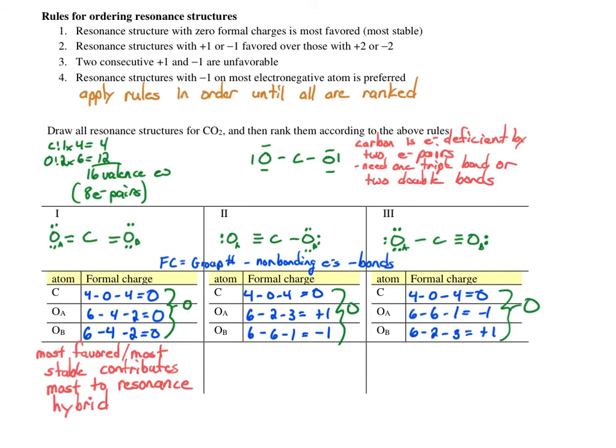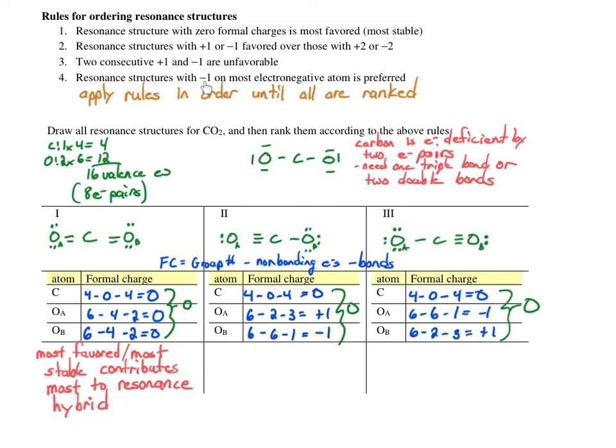So let's look at the remaining 2 structures. We go down our rules in order. The resonance structures with +1, -1 are going to be favored over those with +2, -2. We don't have this situation here. We don't have any atoms with a +2 or -2 formal charge. The next rule is that consecutive +1s or -1s are unfavorable. We don't have that either. We have to go to rule 4 to determine a difference.